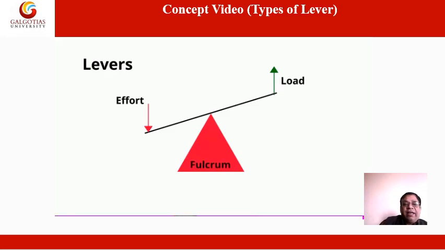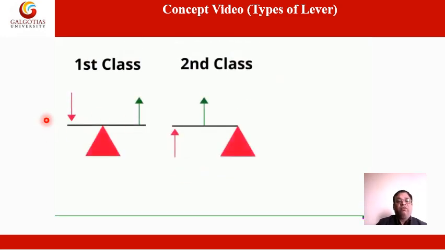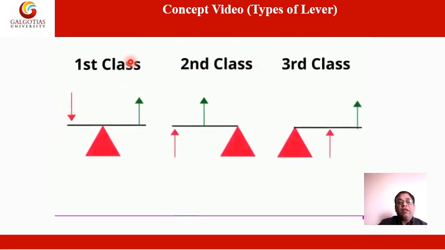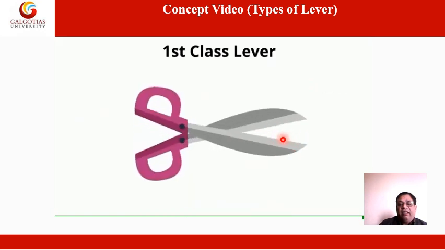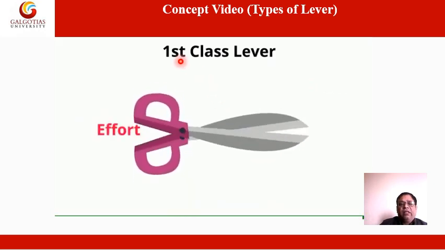So levers are classified based on the fulcrum position. First class lever: the effort, load and fulcrum. Another example of a first class lever is scissors, with effort, fulcrum and the sharp edge which cuts the cloth and anything. The second example is the plier.